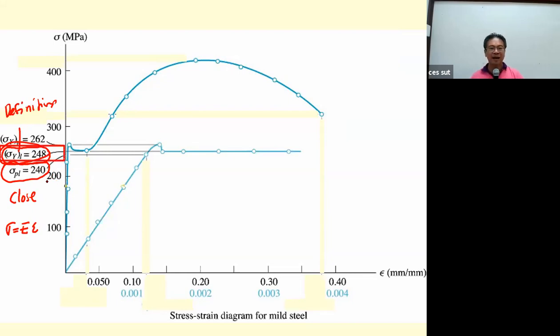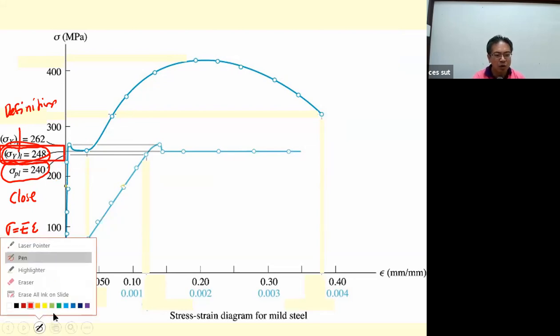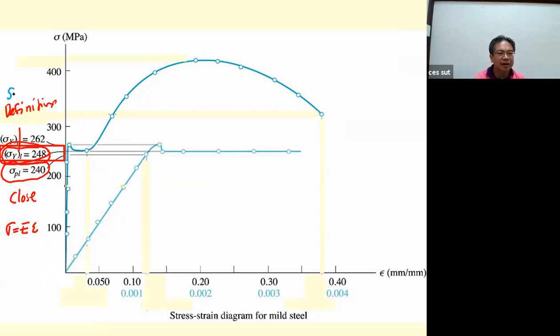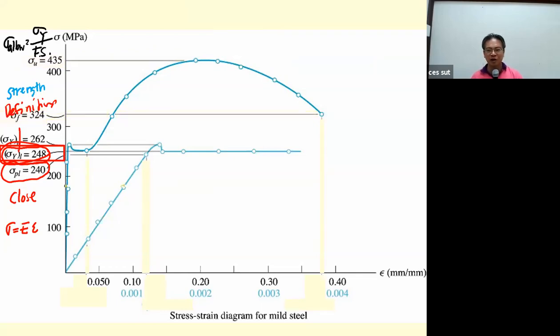And again, most of the time we use the yielding to represent the strength of the material. Most of the time when we compute the allowable stress of the material, we just divide the yielding stress by a factor of safety. So this is very important. And then the ultimate stress, and then the fracture stress.